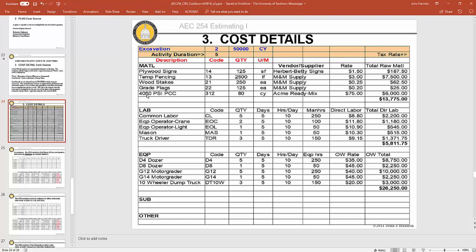Well, I've got material resources that I need to use. I've got labor resources that I need to use, equipment resources. I might have some subcontracting, but if I'm self-performing this, then I need people: common laborers, equipment operators, a mason, truck driver. I need this number of those resources. I need 5 common laborers. I need 3 truck drivers. I need them for this duration, right? I'm saying I need them for 5 days, and the days are 10 hours.